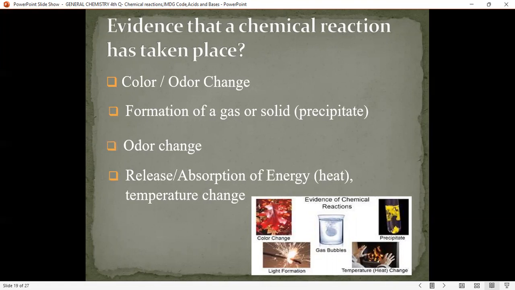Now, one example is soda. The soda, once again, fizzes. So the fizz also means the formation of gas bubbles, meaning a chemical reaction has taken place there. All right. And also we have other change, which is already given in the first bullet.